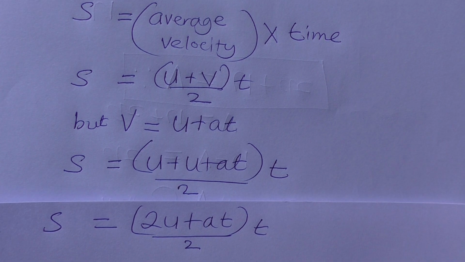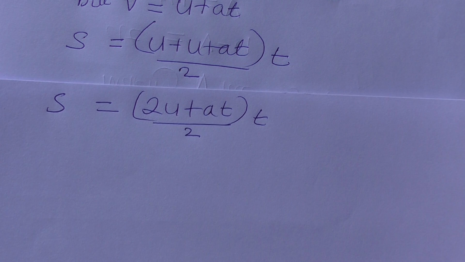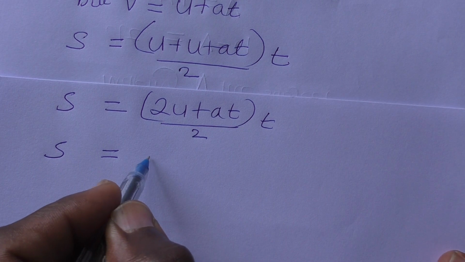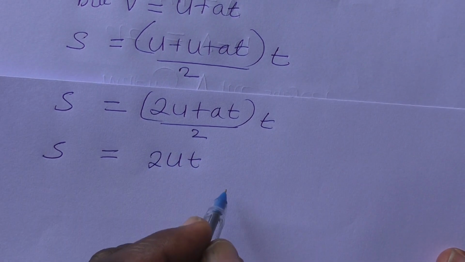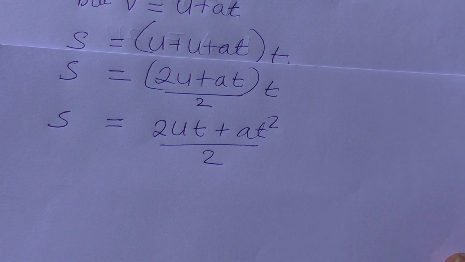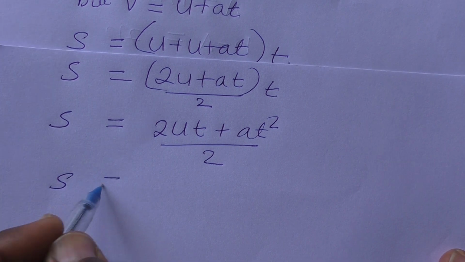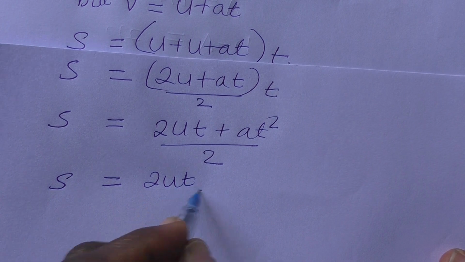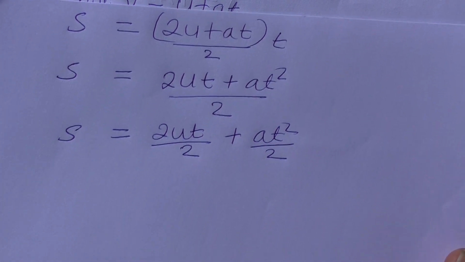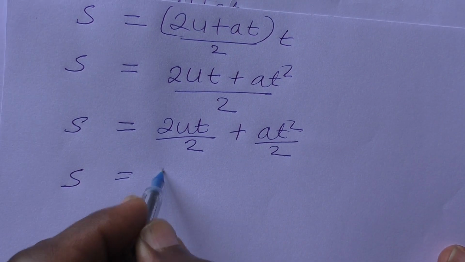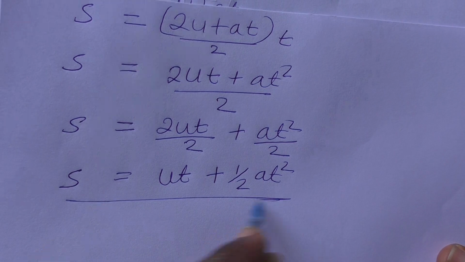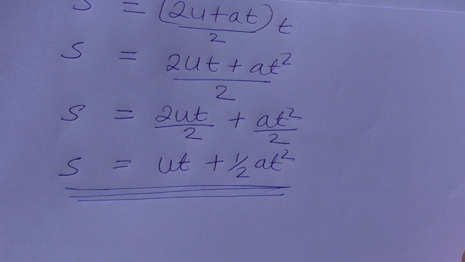And therefore, when we open the bracket, we shall have s equal to 2ut plus at squared over 2. When we separate the fraction, we end up with 2ut over 2 plus at squared over 2. And therefore, this gives us ut plus a half at squared. And this will be our second equation.